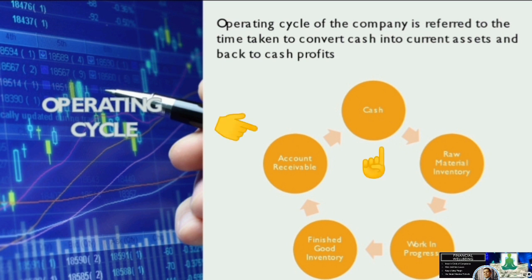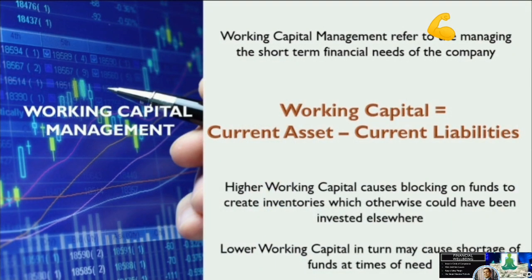And in between, from the finished good inventory to the cash formation, there is an intermediate step that is called trade receivables. So this is the entire operating cycle of the company, and how effectively this can be managed can be determined by the working capital management. So working capital management ensures that a company has sufficient resources which can be deployed to meet the short-term obligation or short-term operating costs of the company.